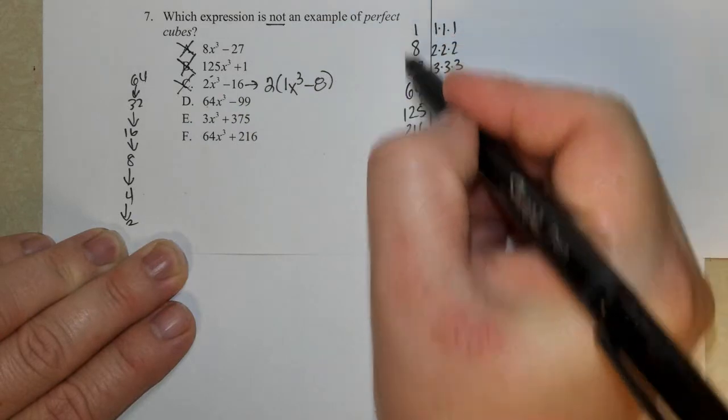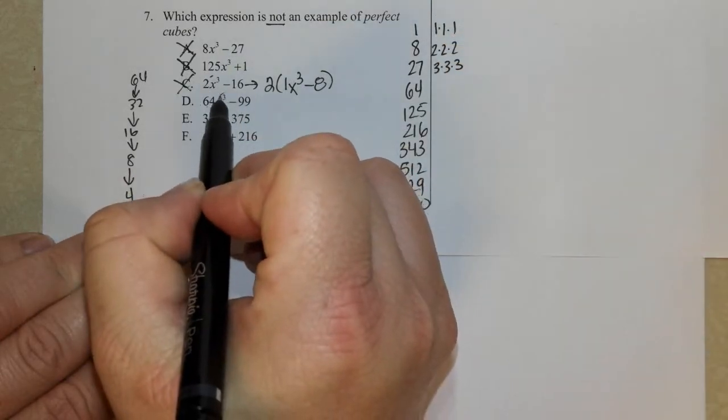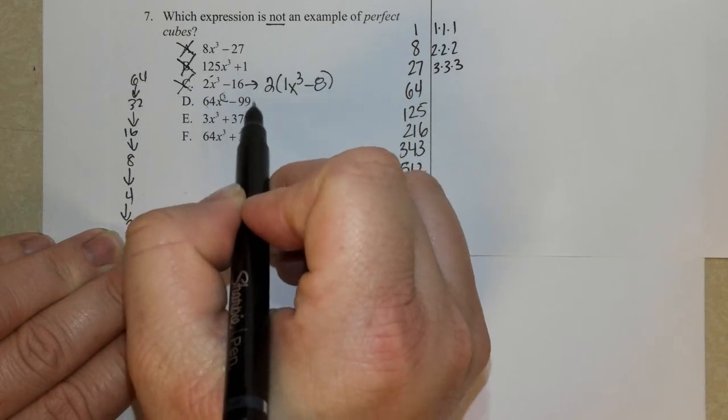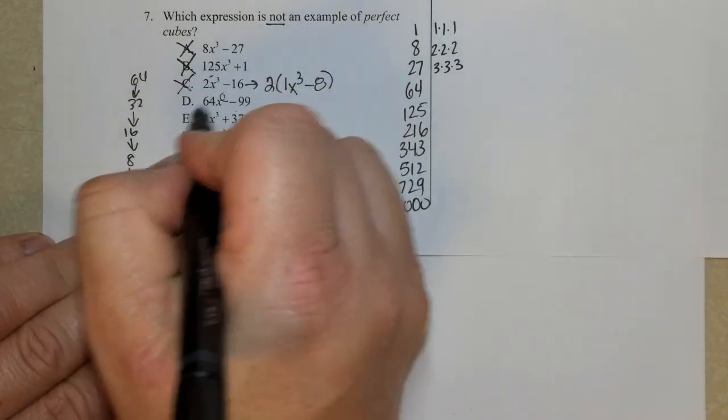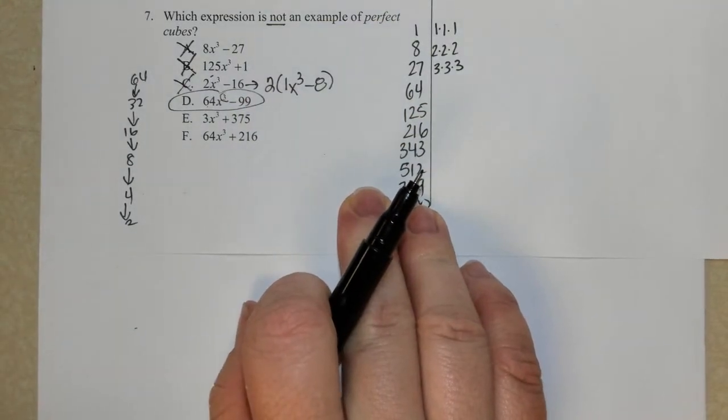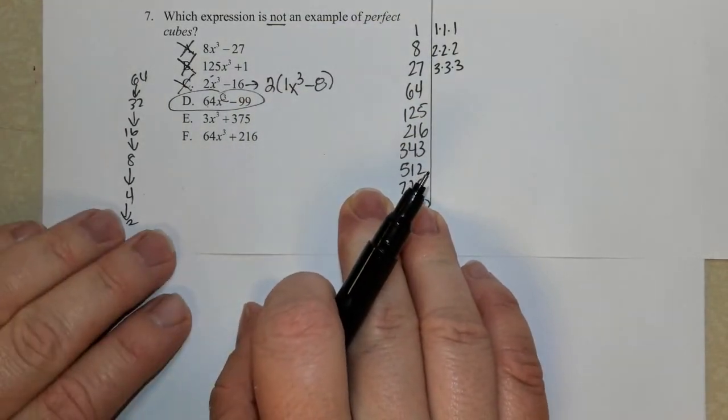And even though 64 is here, and even though this is a multiple of 3, and I have, again, adding or subtracting, because this number is not a perfect cube, this will not factor down. It's not a perfect cube. I can't do sum or difference of cubes.